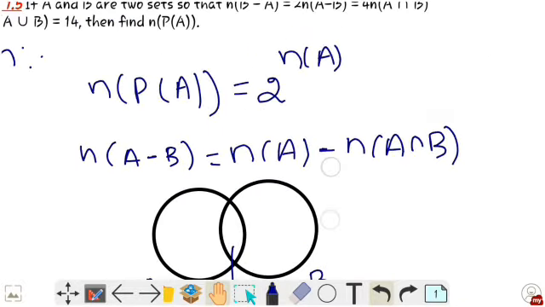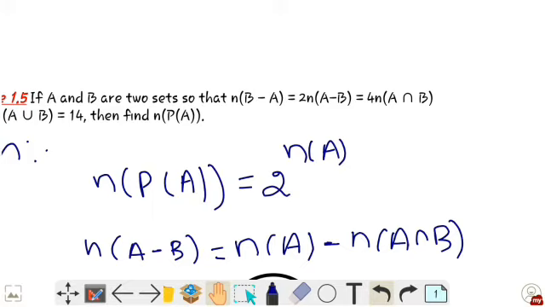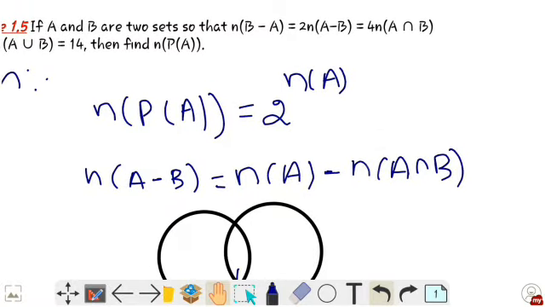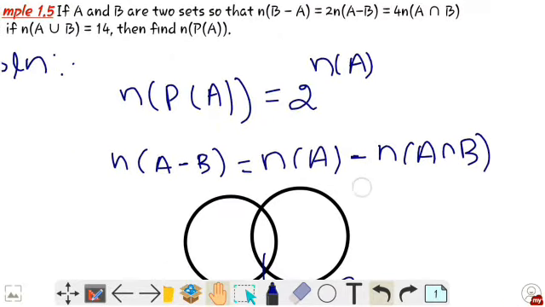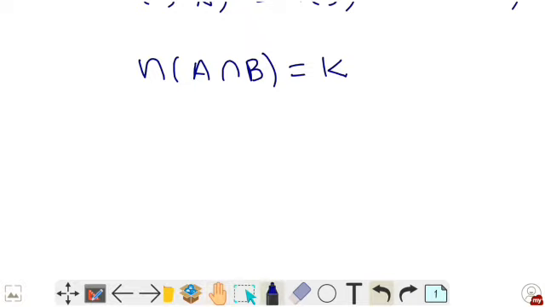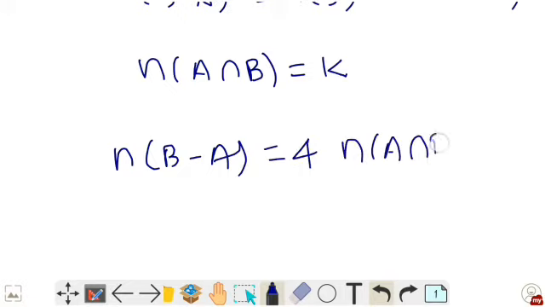Now see the question. A and B are two sets such that n of B minus A is equal to 2 into n of A minus B, which is equal to 4 into n of A intersection B. So equating, n of B minus A is equal to 4 into n of A intersection B, and next we equate 2 into n of A minus B equal to 4 into n of A intersection B.